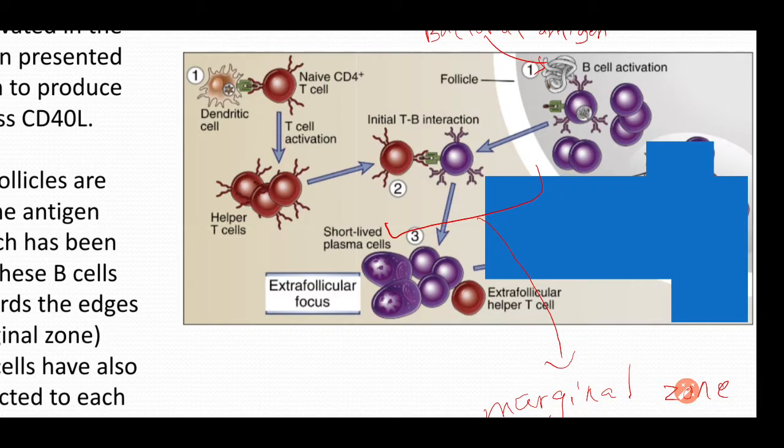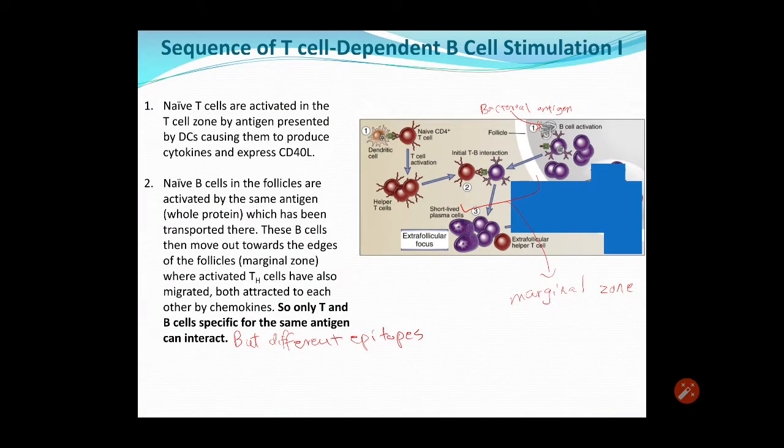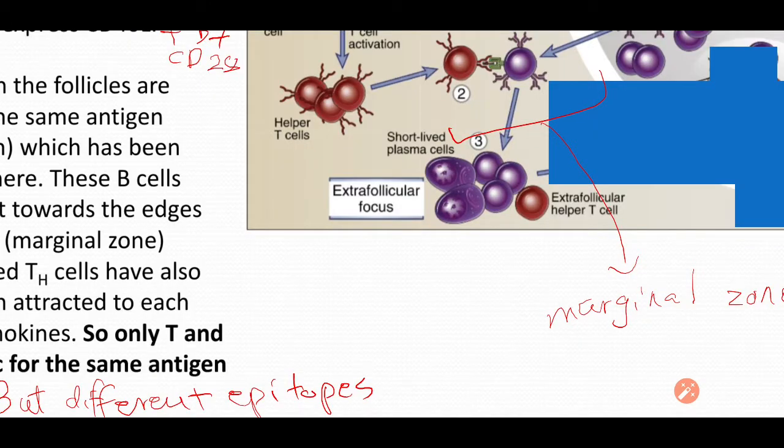So now with CD40 ligand interactions, both the T and the B cell are getting further stimulation of each other. And with this interaction, it causes that B cell to become this short-lived plasma cell where it churns out loads and loads of that antibody that it made originally from here. Okay?